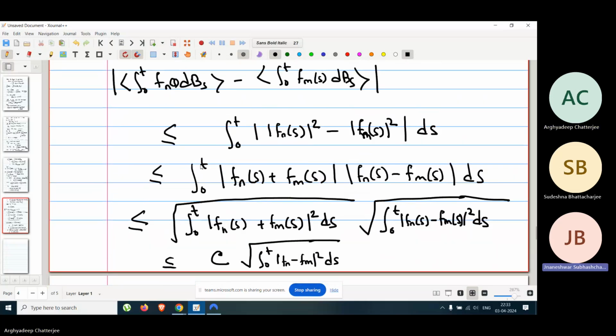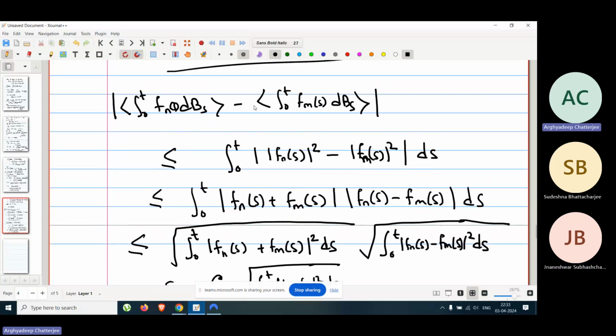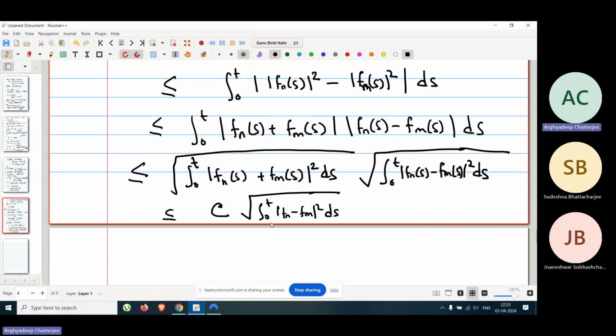For the quadratic variation, this is a deterministic thing, right? No, there is omega. Right. So this holds true almost surely for all omega, and we now need to take the expectation outside, and then you apply Cauchy-Schwarz. Here we need to apply Jensen's inequality: the expectation of the square root is less than or equal to the square root of the expectation.